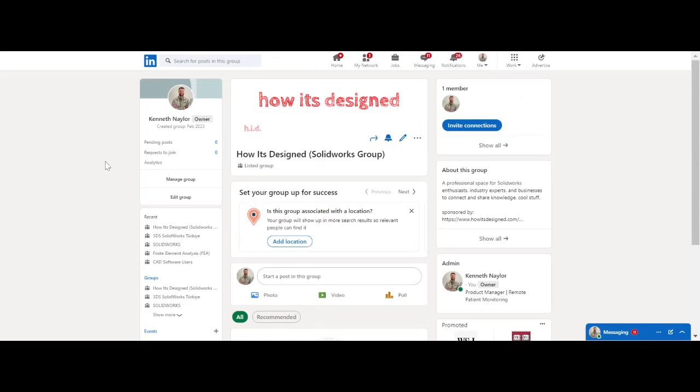And lastly, we have the group that I actually just started, the How It's Designed SolidWorks group. I just started it. I am planning on growing it over time. I want it to be a community and hub for all things SolidWorks.